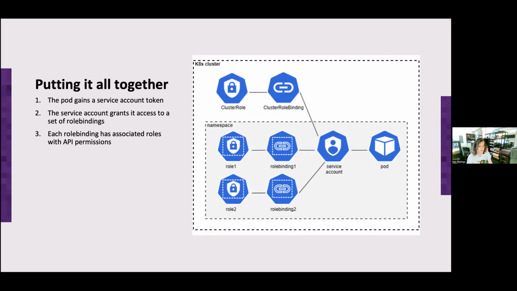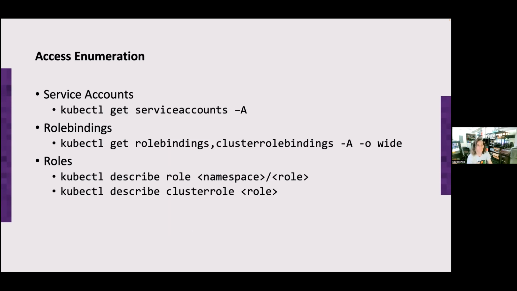So putting it all together, this is sort of what it looks like. You can have cluster roles, cluster role bindings, roles, role bindings, and you grant those things to service accounts, and then pods gain those service accounts. Now, if a pod has that service account, what it means is it has a JWT or some access token that it can use to authenticate to the API for that identity. Cool. So now that we know all of that, we sort of know how the authorization flow works.